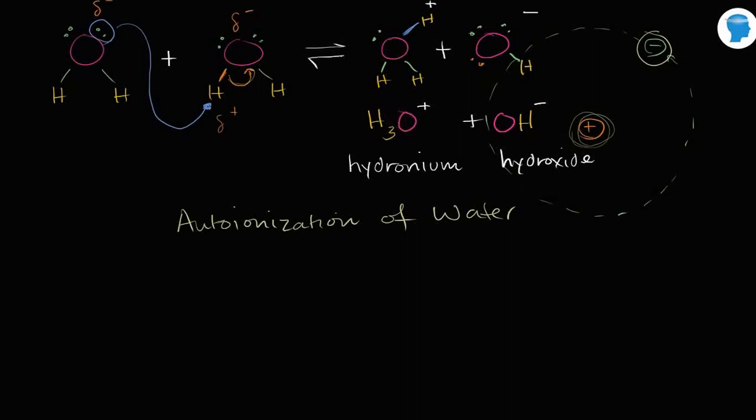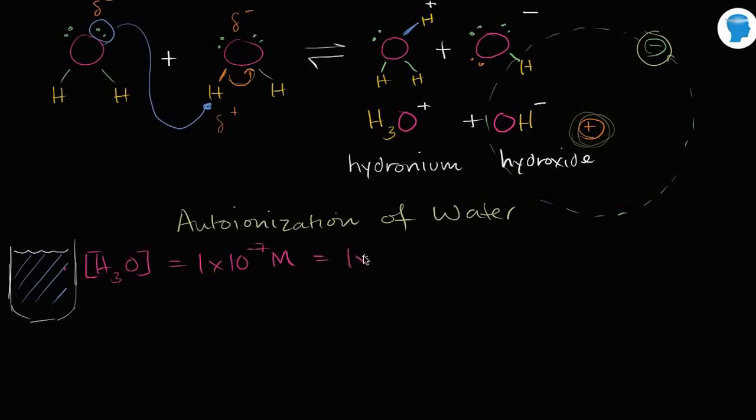Well, the concentration, let me actually draw a little tub of water here. Let's say this is a liter of water. The concentration of H3O in typical water, and you put brackets around something to denote concentration, is 1 times 10 to the negative 7 molar. And molar just means moles per liter. This is the same thing as 1 times 10 to the negative 7 moles per liter.